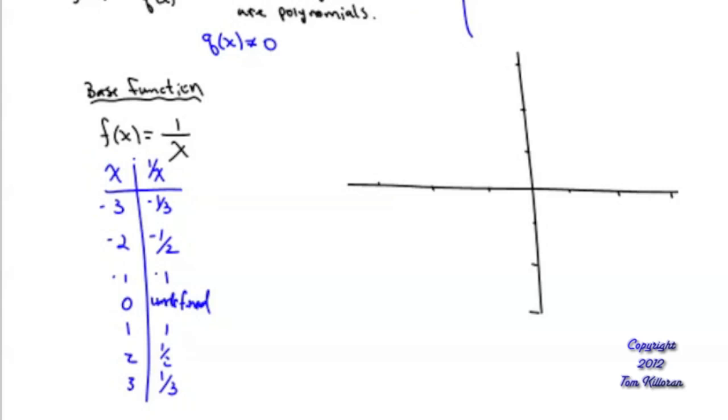To graph it, obviously, you plot the points we have. -3, -1/3. Where do I go? 3 to the left, and a tiny little bit down. -1/3 would be in the 3rd quadrant. And then you go to -2, -1/2, which comes down a little bit further here. And then you go to -1, -1, which is right about here.